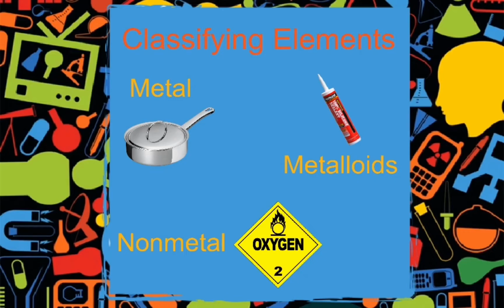Oxygen and nitrogen are non-metals. This means that they have none of the properties of the metal. They are simply gases.